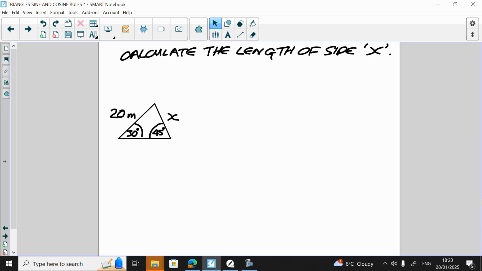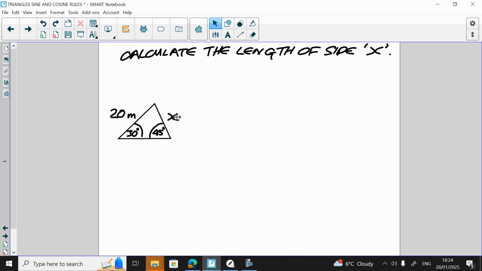So it looks like there's 2 lengths involved. I've got 20 m. I'm going to assume that's 20 meters. I've got a side length of x. Right, so I've got a side here, and I've got 2 angles. 2 angles, 2 sides suggests that it is the sine rule. I'll give you a method later to actually clarify that.